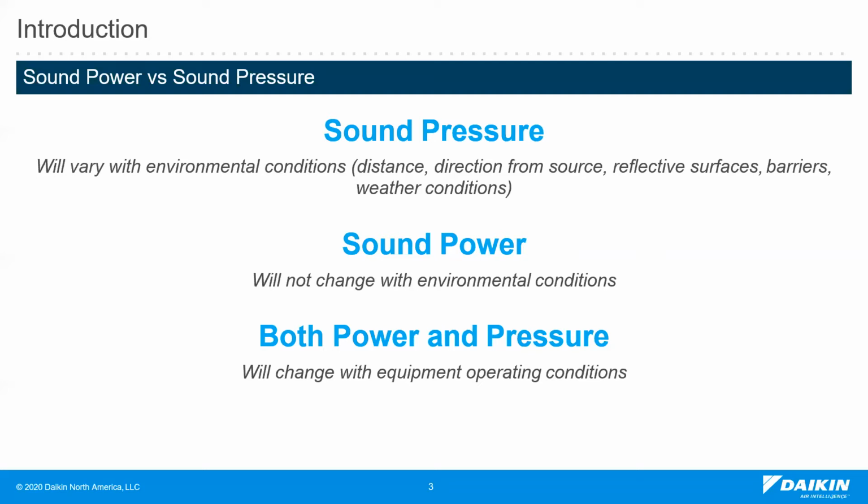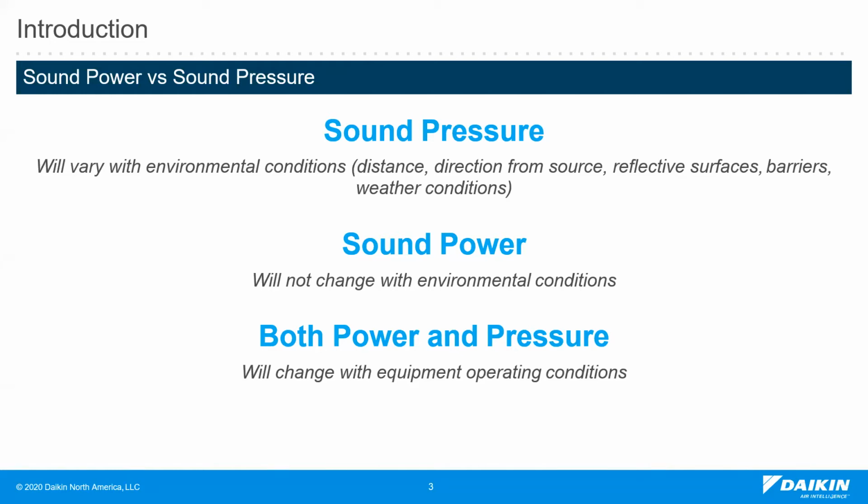So a key concept we need to cover leading into the AHRI 260 ducted unit data is to understand the difference with available sound pressure and sound power information. Sound pressure, for instance, will vary with the distance and direction from the source, as well as other environmental conditions, whereas sound power has nothing to do with environmental conditions.